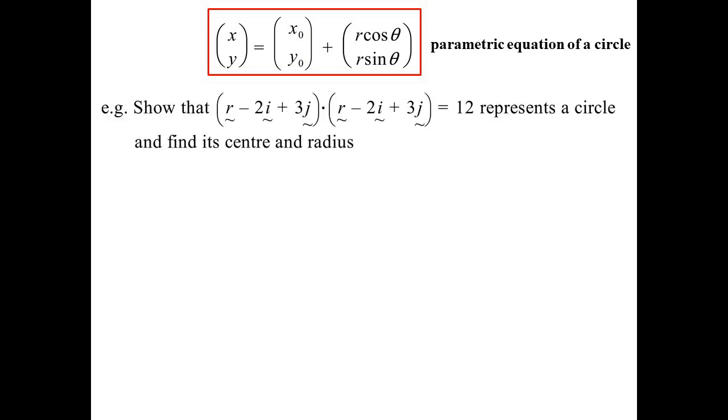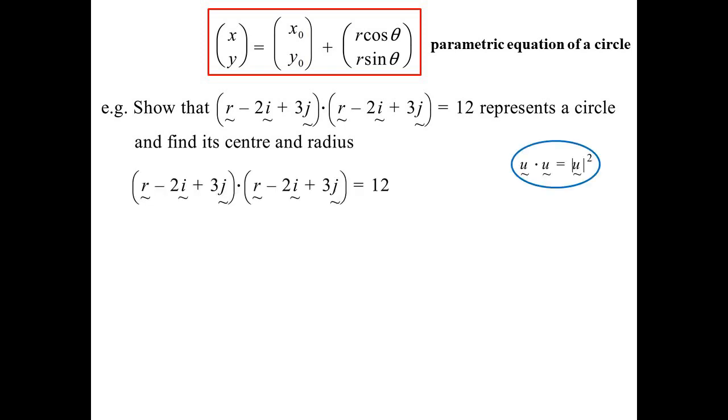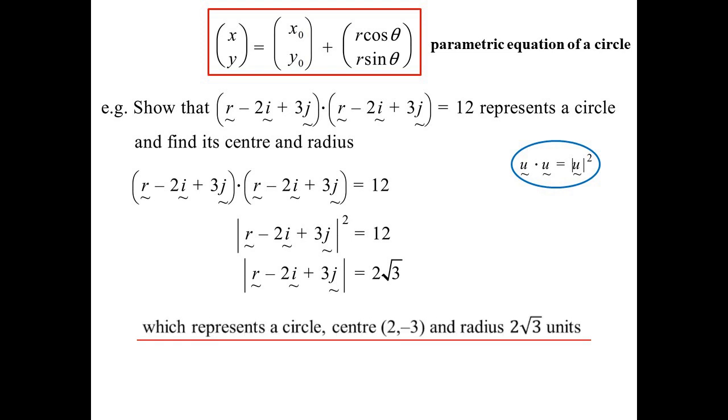So show that this actually represents a circle. Now you notice I'm doing a dot product here, but it's the same in both. Now remember, u dot u is modulus squared. So that becomes the modulus of r minus 2i plus 3j squared is 12, square root of both sides, and I've got a vector equation of a circle. So I can see that its centre is (2, -3), its radius is 2 root 3.